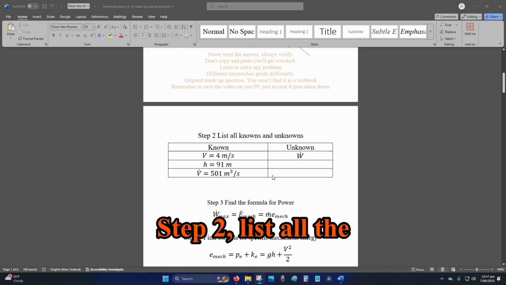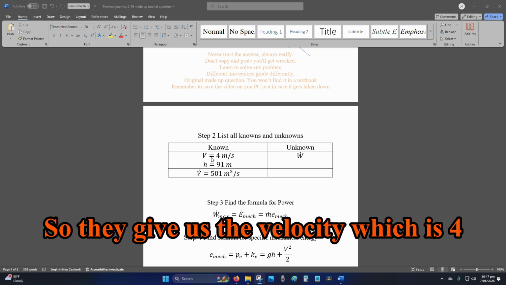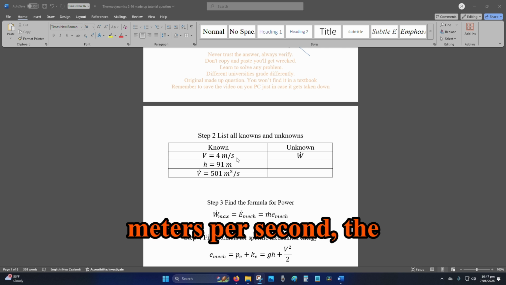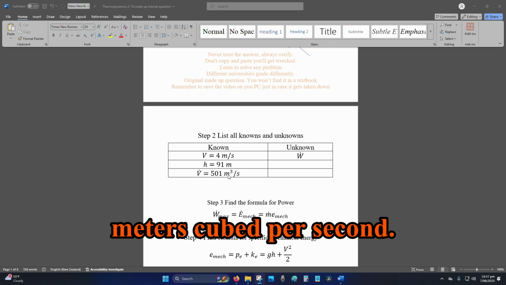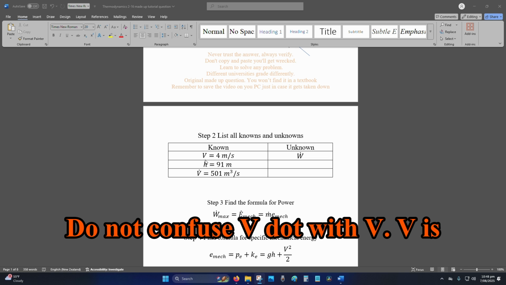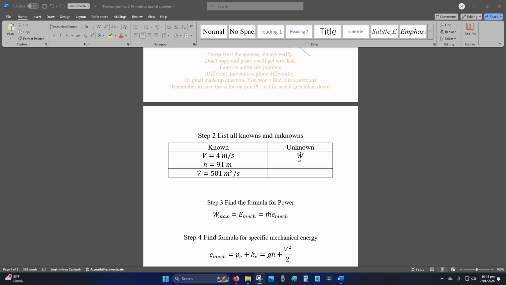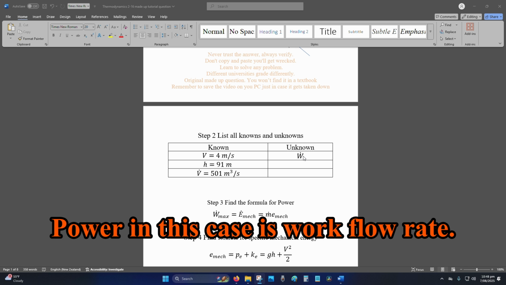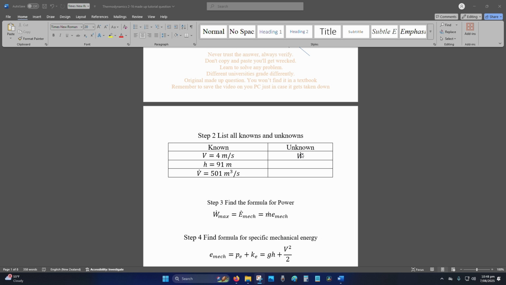Okay, step 2, list all the given values and the unknown. So they give us the velocity, which is 4 meters per second, the height is 91 meters, and the volume flow rate is 501 meters cubed per second. Do not confuse V dot with V. V is velocity, V dot is volume flow rate. The unknown is power. Power in this case is work flow rate. So W is work and the flow rate is the dot.